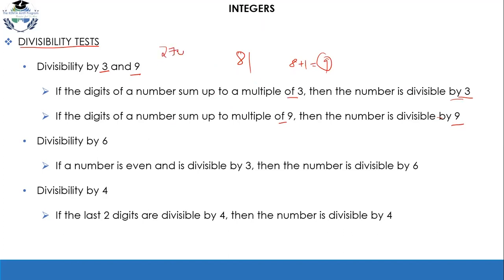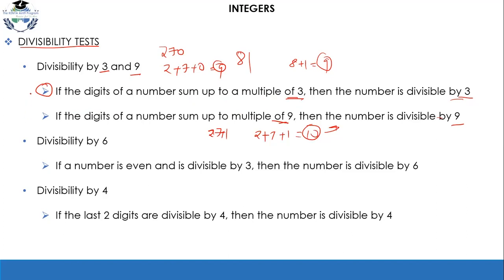If you have 270, 2 plus 7 plus 0 gives you 9. It's divisible. But if you have something like 271, you don't have to do that maths. 2 plus 7 plus 1 is 10. This is not divisible by 3. So I hope we remember this. If you want to find divisibility by 3, just do the sum of the digits, and then see whether the answer is a number that's divisible by 3, or also by 9.